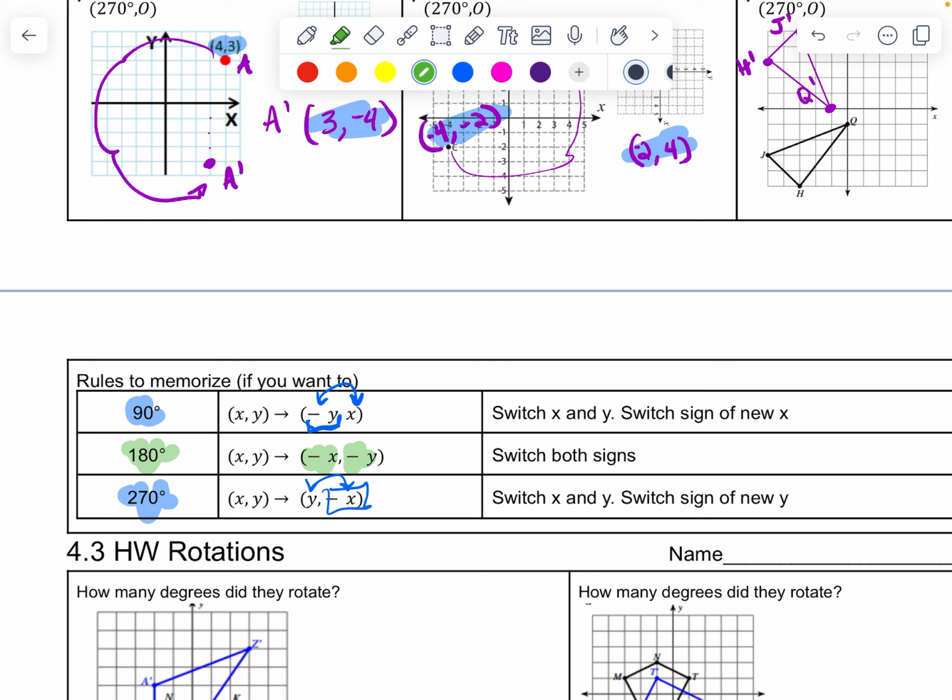So 1 rotation, switch X and Y, change the new X. 2 rotations, make them negative, or change the signs. 3 rotations, switch X and Y, change the sign of the new Y.